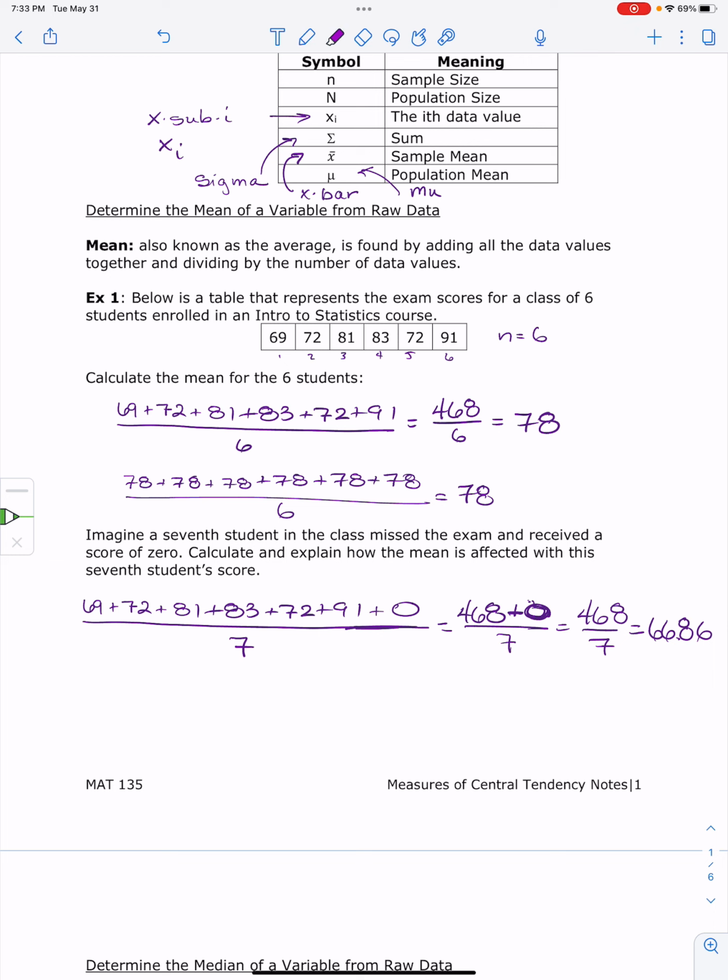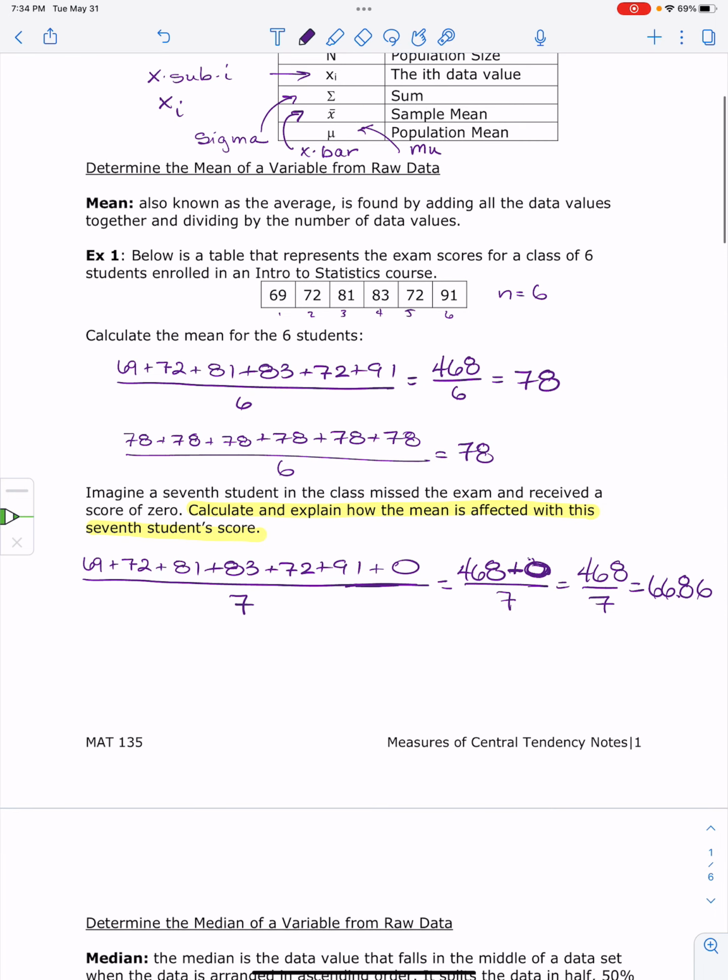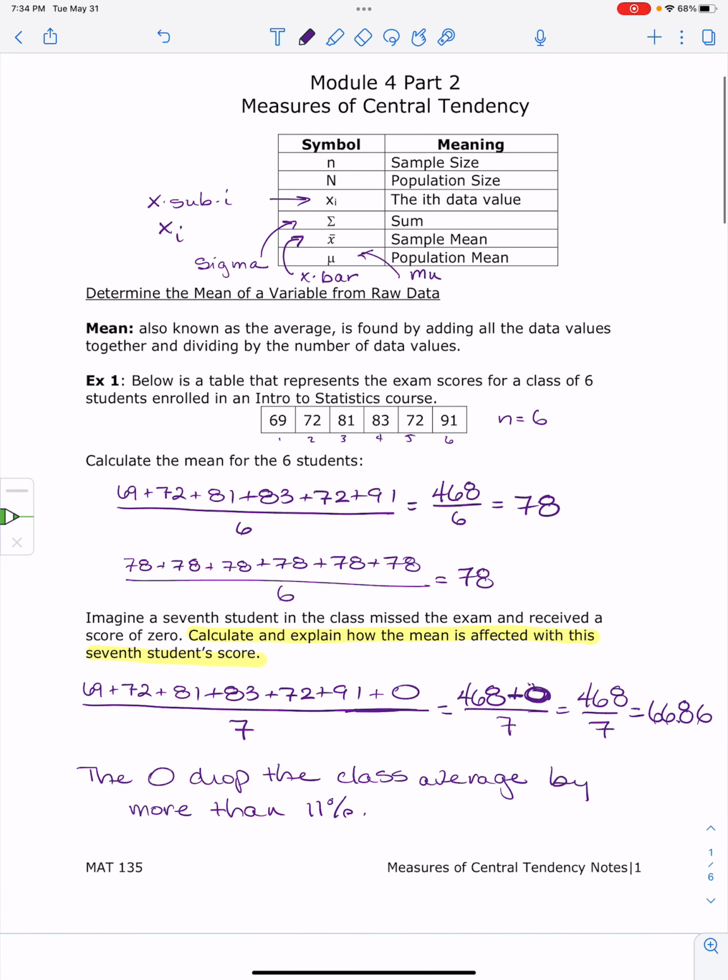Okay. So here, calculate and explain how the mean is affected with the 7th student's score. We have calculated. Here's how it's affected, though. The 0 is going to drop the class average by more than 11%. So that drops that class average more than a full letter grade.